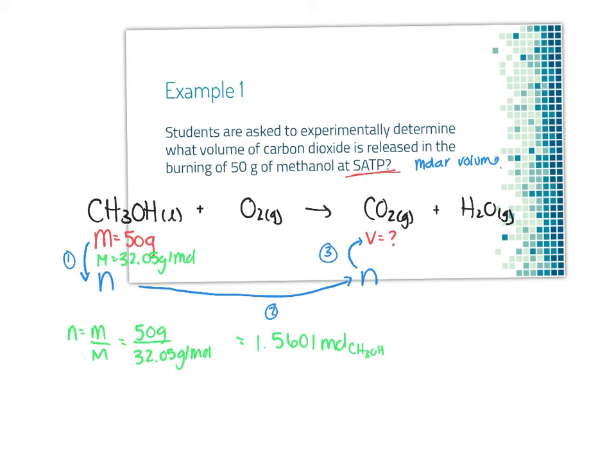Again, we talk about moles of methanol and moles of CO2, so it's really important to stay clear on what you're talking about. So that was step one. Step two is to switch moles. So I'm going to take what I just calculated, 1.5601 moles of methanol, and I just realized we forgot to balance our chemical equation. So let's go back up and do that.